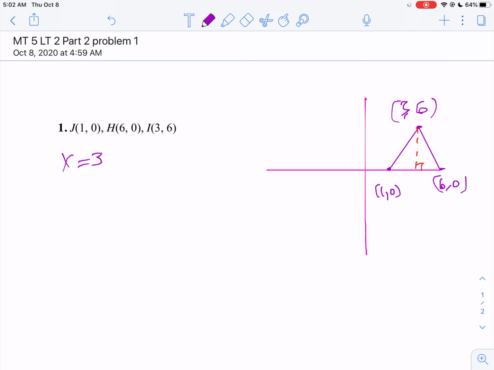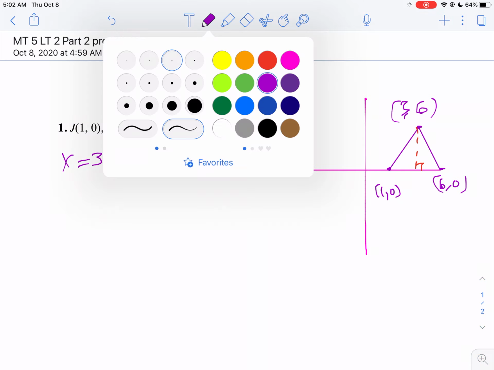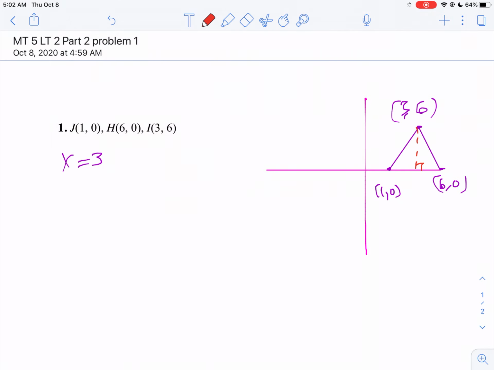Now I need to draw in another altitude. It doesn't matter. I'm going to draw the altitude going through 1, 0. And I'm going to sketch this in just so we get a picture. What I want to do is find where my two lines intersect. I want to find this point. But first I have to find the equation of the line.